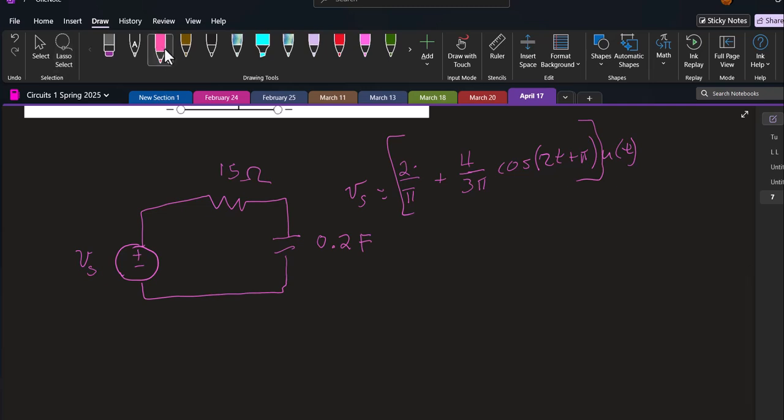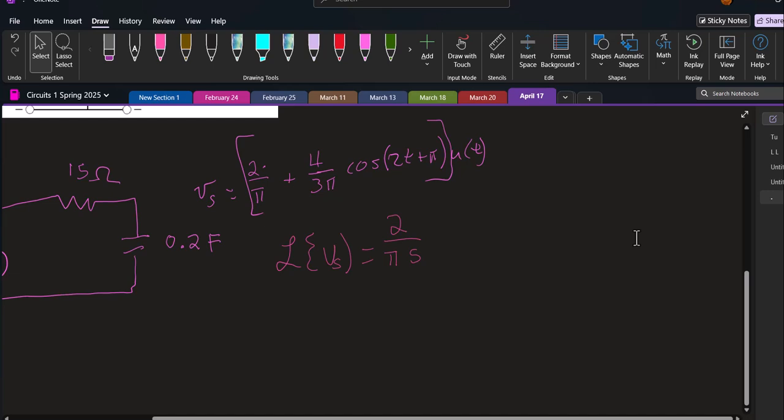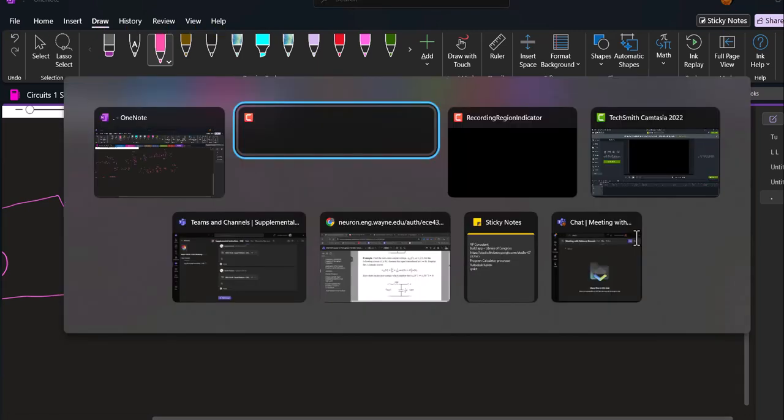This is not a step you will often have to do, but you might. So you need to remember that the Laplace transform of a constant is 1 over s. So the Laplace transform of 2 over pi is 2 over pi s, so it's 2 over pi times 1 over s. And if you have another function multiplied by a constant, that's okay. You can just leave that constant alone. So I can leave the 4 over 3 pi alone. And now I need to get the Laplace transform of cosine 2t plus pi.